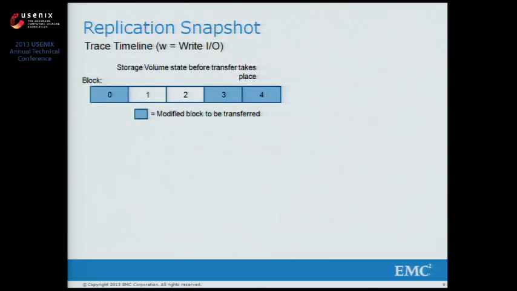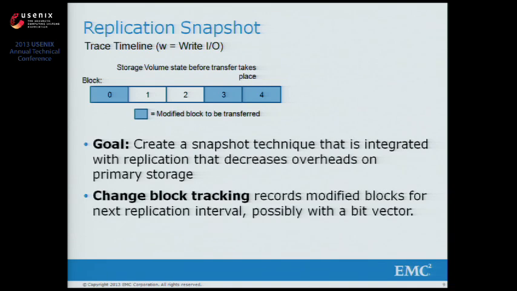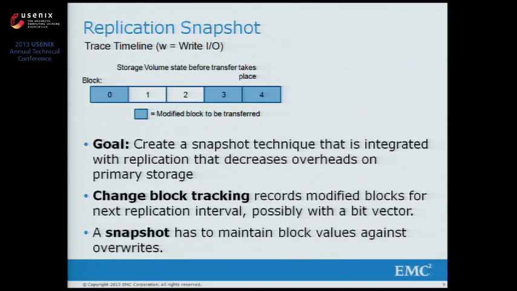So let's discuss improvements to the standard snapshotting technique that we call replication snapshots. Our goal is to create an improved version of snapshotting that is integrated with replication so that we can decrease these overheads on primary storage. And I want to point out a distinction between change block tracking and snapshotting. With change block tracking, you only have to keep track of which blocks are modified. And again, that might be as simple as a bit vector. But for snapshotting, we have to protect the data values. And so that requires some sort of storage to keep track of versioning of the data blocks.